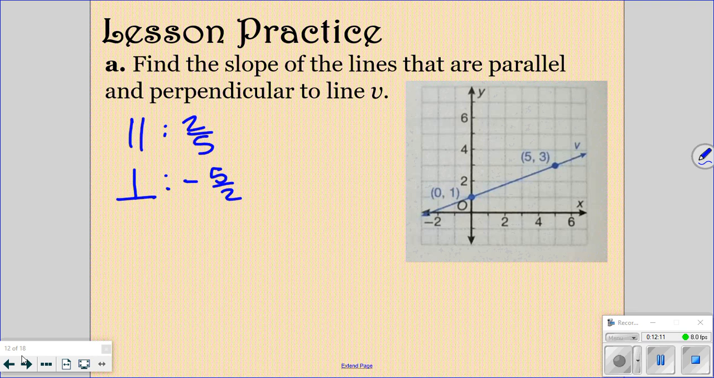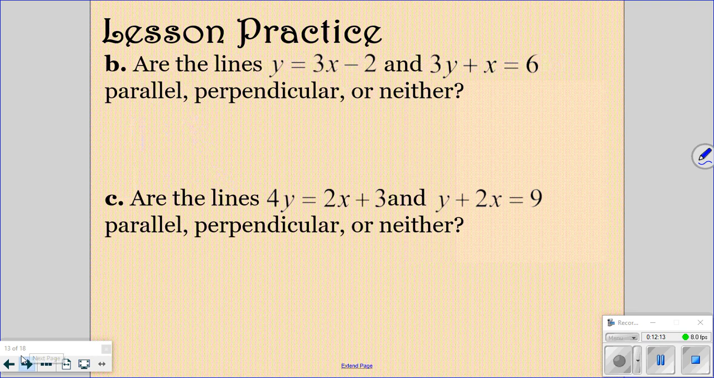Try practice problems B and C, and see if y'all can figure out if they are parallel, perpendicular, or neither. Once y'all are finished, unpause the video and I'll go over them. So this one we need to make 3y equals negative x plus 6 and divide by 3.